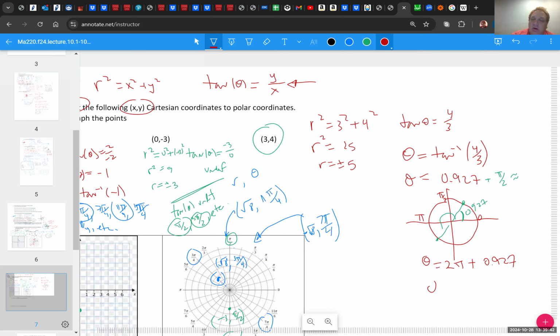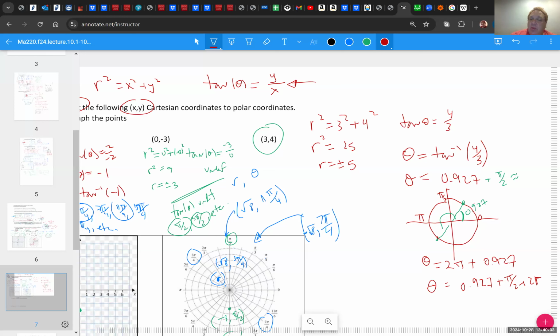Or we could do 0.927 plus pi over 2, which was down here, plus 2 pi, just going another way around the circle. There are lots and lots of different angles that all will give you that same location. And then we just have to find the one that matches up, right?